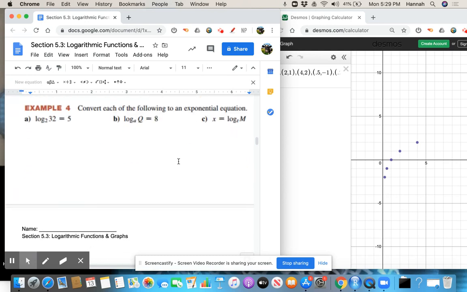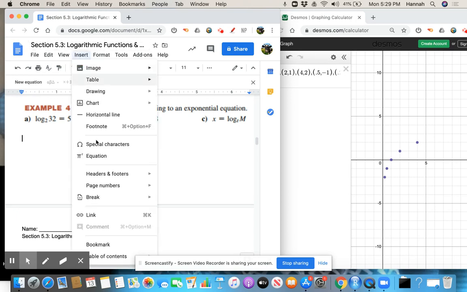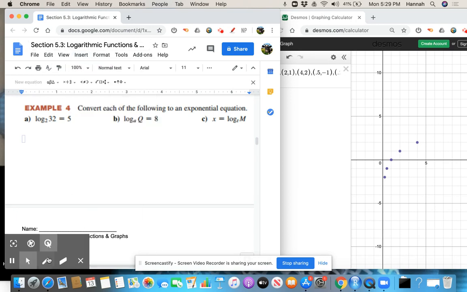Okay. Example 4 is again just going backwards. So here it is in logarithmic form. They want me to put it as an exponential. So if I'm going to convert this to exponential, the first thing I've got to identify is what is my exponent? Well, what number's by itself? It's a 5. So I'm going to underline that 5. Okay, it's my exponent. I'm not going to do anything with it for right now. The 2 and the 32 are going to be my big numbers. They go around the 5. So again, identify your exponent first every time.